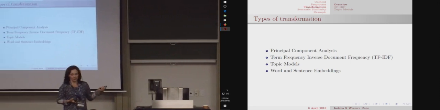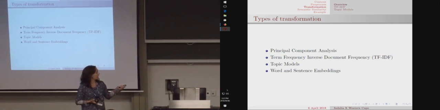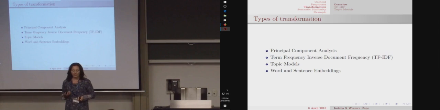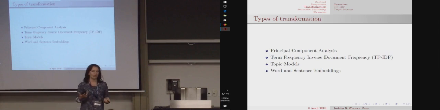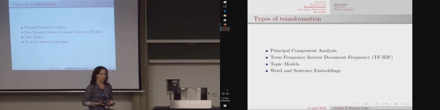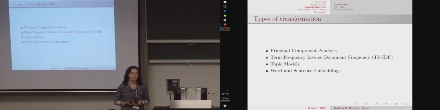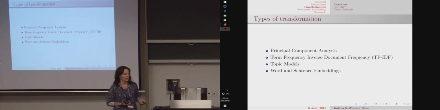Then we have topic models that I also explained to you, and then when we move to the deep learning domain, then we get word and sentence embeddings, and those are algorithms like word2vec, or sentence2vec, GloVe, fastText, etc. There are many of those.